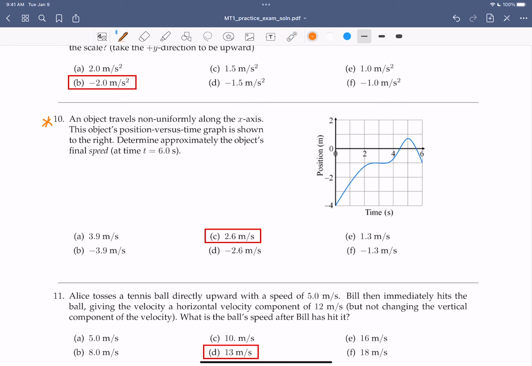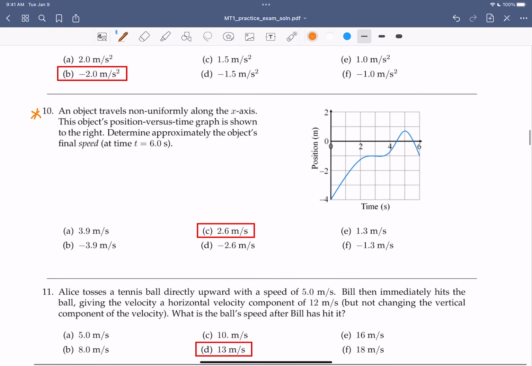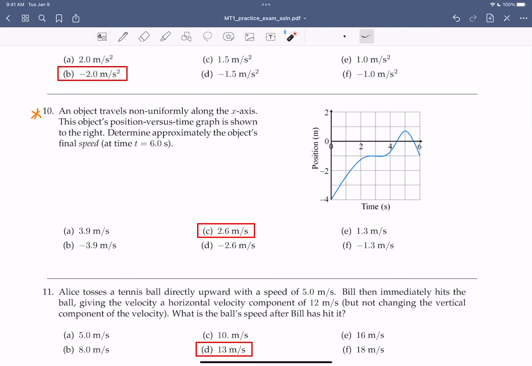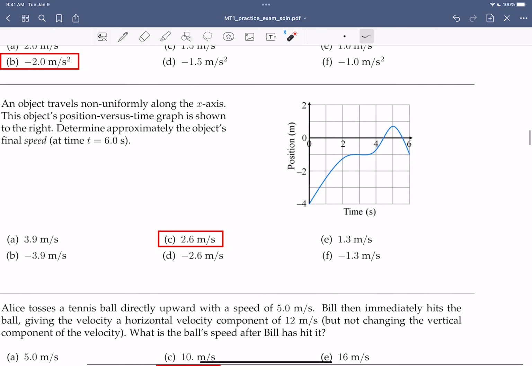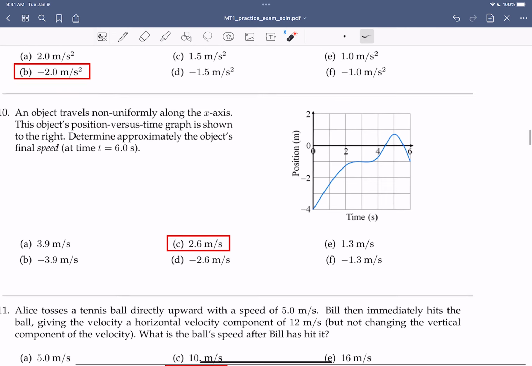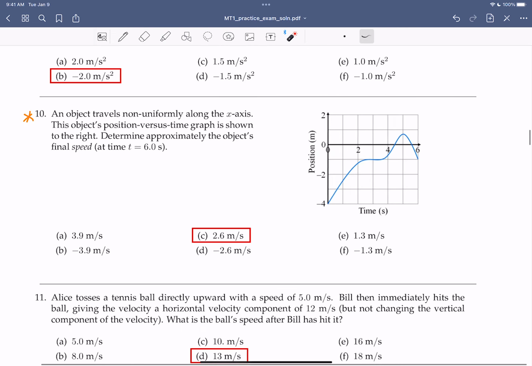So this is what I like to call some nonsense right here, because the way to figure it out is kind of stupid, and it can confuse a lot of people, and it certainly confused me when we took the practice exam in 131. Anyway, so you have your position versus time, right?